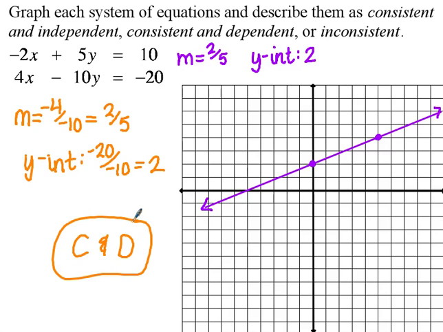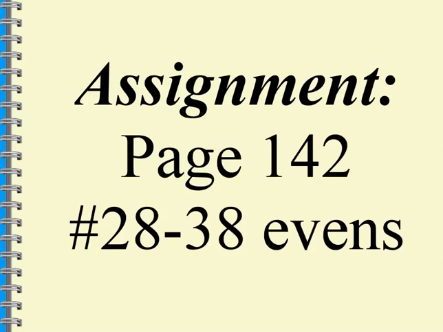Now, can you stop when you notice that the slope and the y-intercept are the same? Yes. And you can just go to consistent and dependent because you know it's going to be this first line that you graphed. All right, I think you've got about 6 problems is all for tonight.